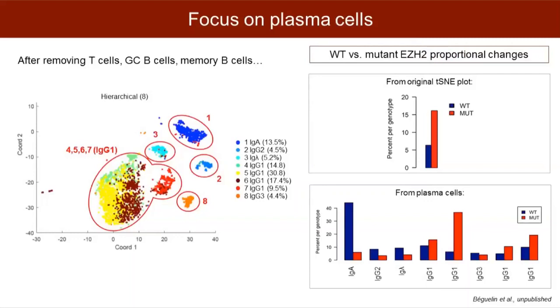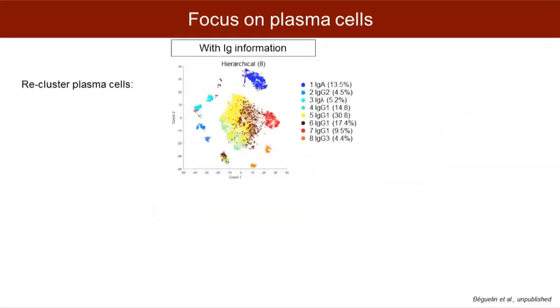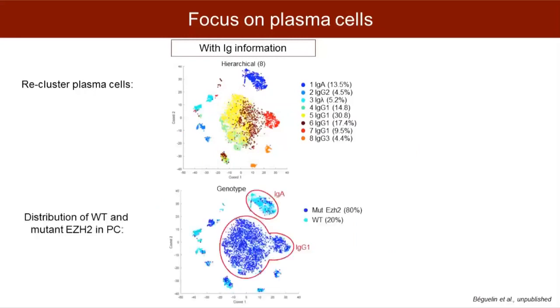Among them, we found significant differences between wild-type and mutant EZH2 proportional changes, being IgA more enriched in wild-type EZH2 and IgG1 more enriched in mutant EZH2. This is how the t-SNE plot looks after reclustering, and the distribution of wild-type and mutant EZH2, where we can see more clearly the differences in immunoglobulin isotype. It is also evident that mutant EZH2 produces more plasma cells.